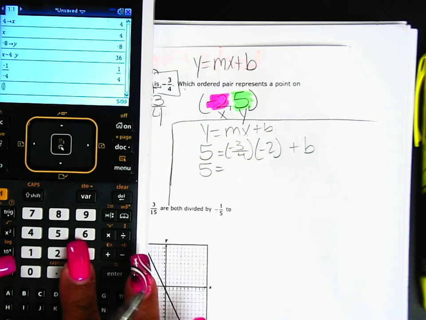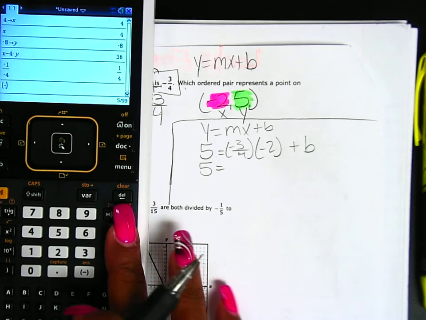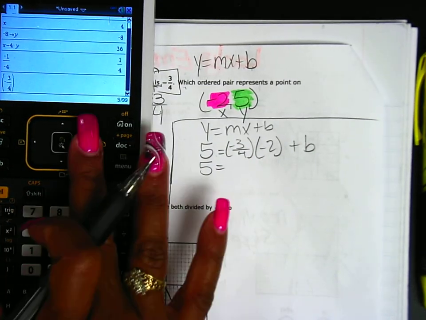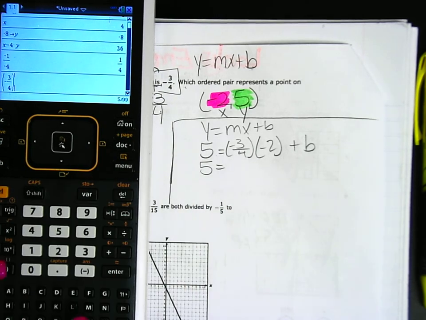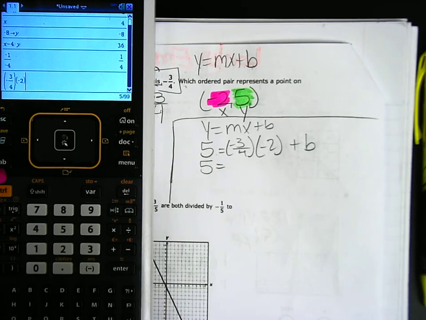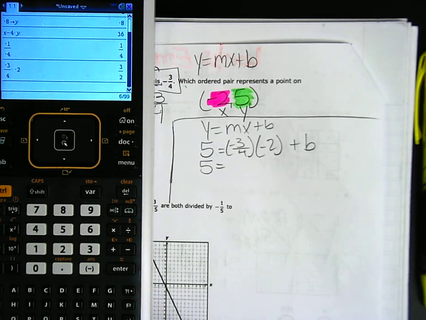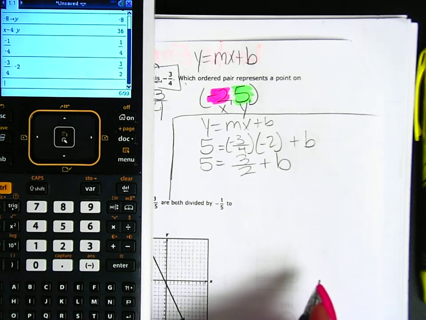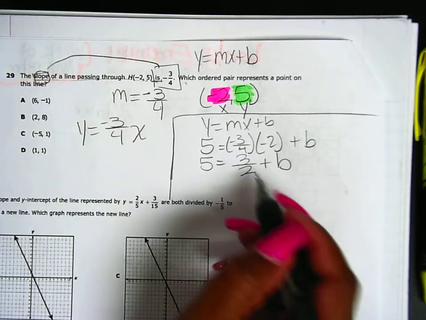I'm going to say negative, that's a fraction, control division. Put my 3 for the numerator, my 4 for the denominator, move it over, open up another parenthesis, and I'll put my negative 2, and I'll press enter. And it gave me 3/2 plus B. Okay, so now here I got 3/2 plus B.